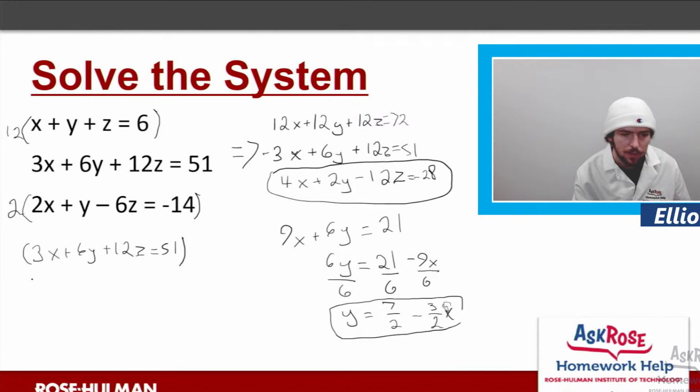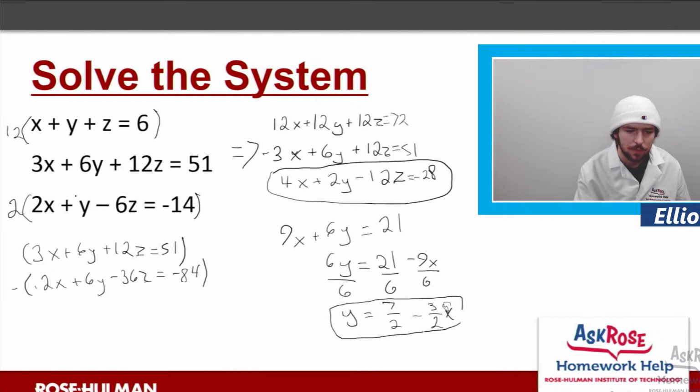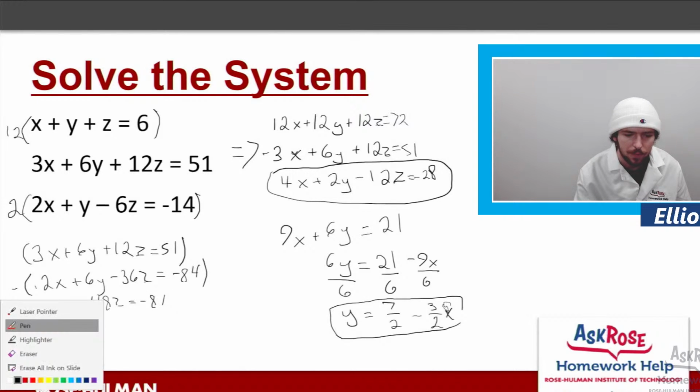So we're going to get 12x plus 6y minus 36z equals 6024, negative 84. And then we're going to subtract this from this. And we're going to get negative 9x plus 48z equals negative 84. Oh wait, nope, that's added wrong, my bad. Real quick, I'll erase that.